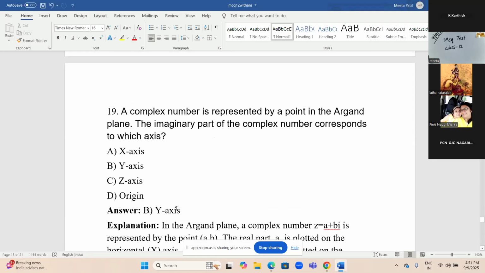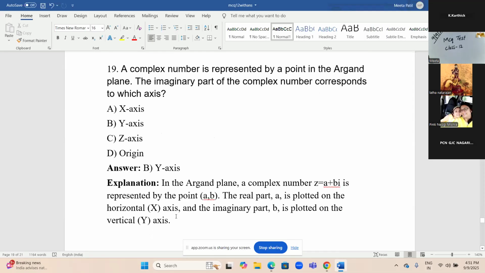And next you have the 19th one. So this is according to the Argand diagram. The imaginary part you have to mention over there. If a complex number is represented by a point in the Argand plane, the imaginary part of the complex number corresponds to which axis? In the Argand diagram, the complex number will be z is equal to a plus ib. So a is the real part, b is the imaginary part. So b is representing the y-axis over there. So your answer is option B, y-axis.